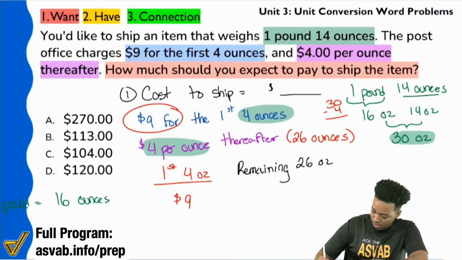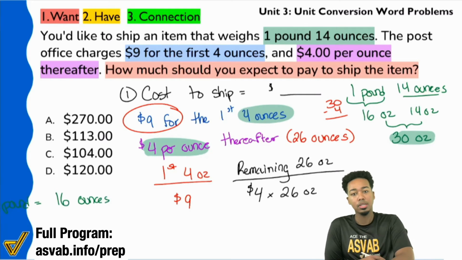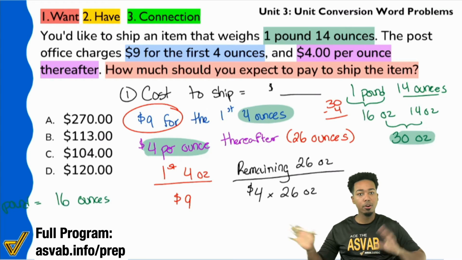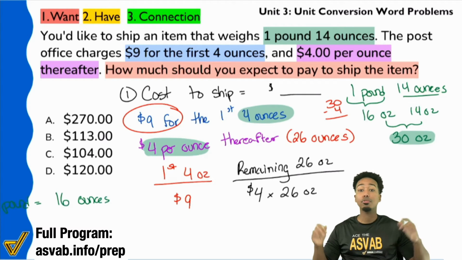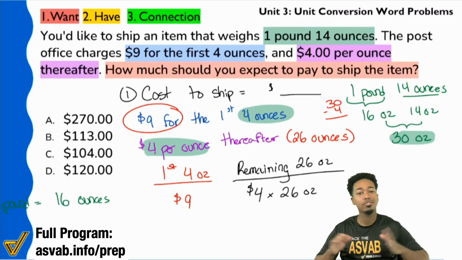Now, the remaining 26 ounces, well, that's going to be $4 per ounce. So it's $4 times the number of ounces, which is 26 ounces. And once you understand that you're splitting the cost between the parts of the ounces that you have, the first 4 is this, the leftover is this, boom, you're good to go. Because now it's just mental math, calculation, and we're good.